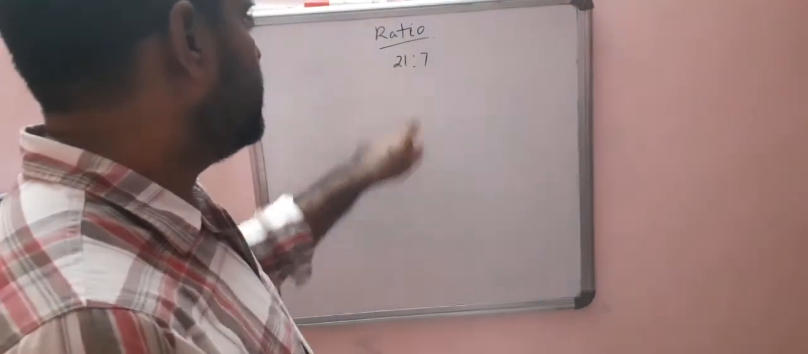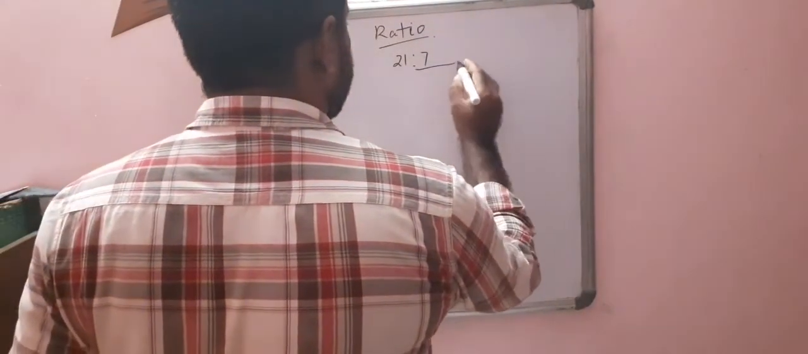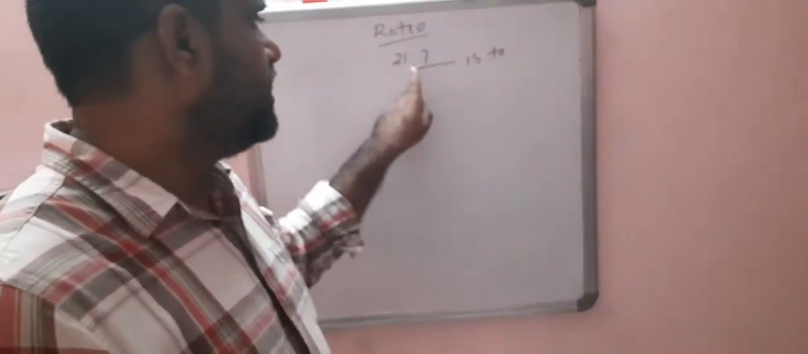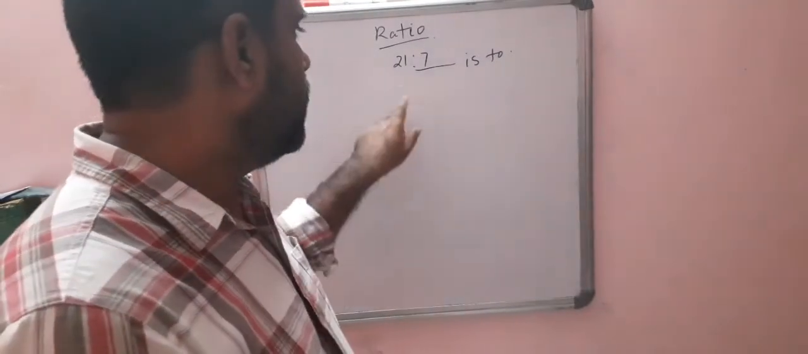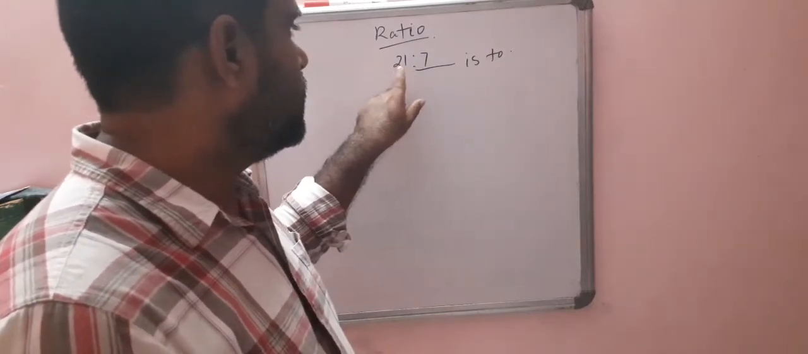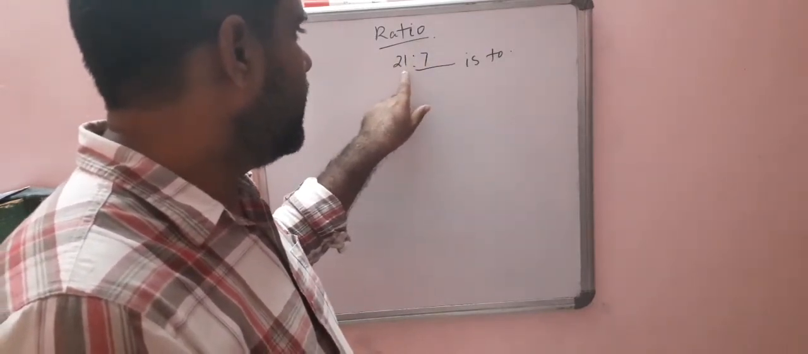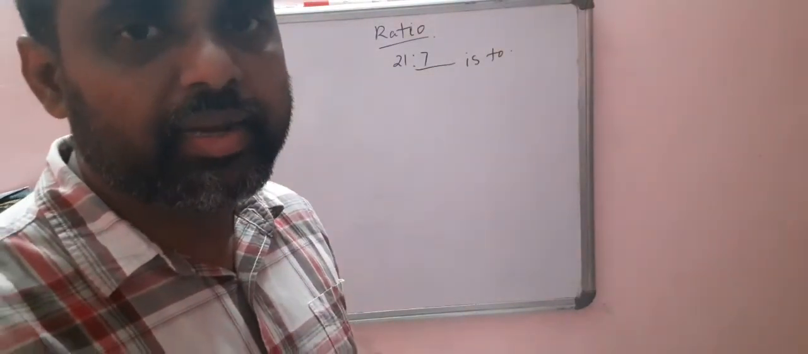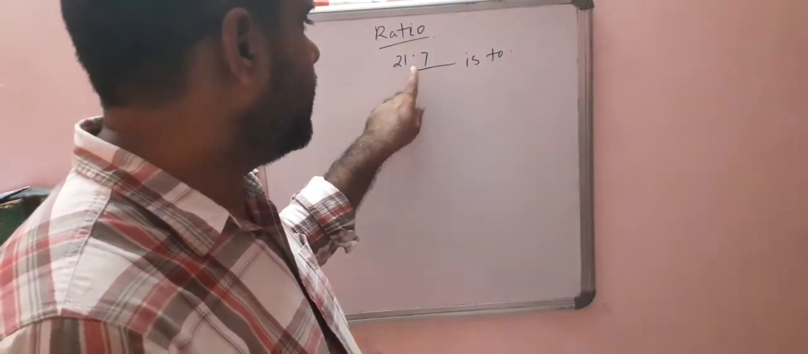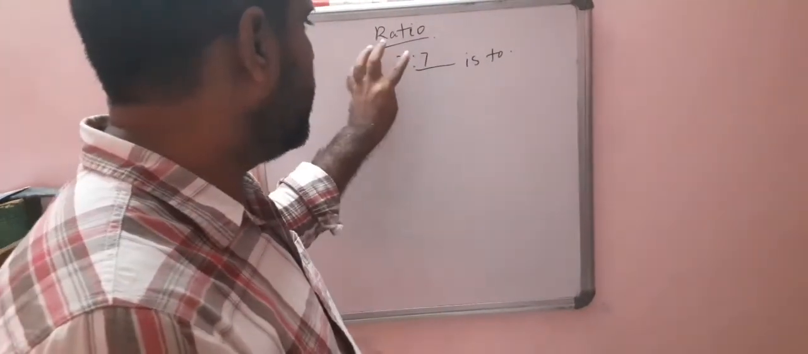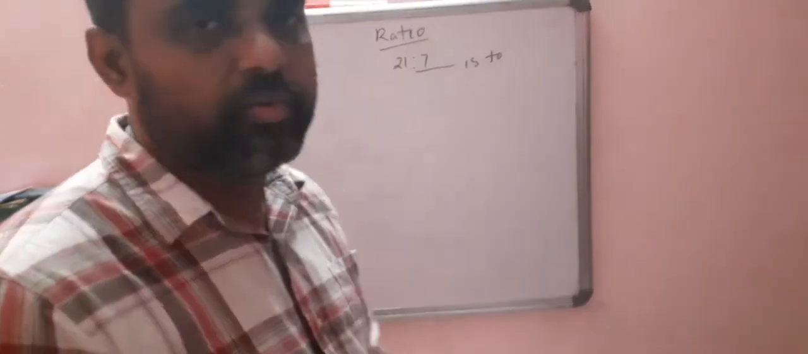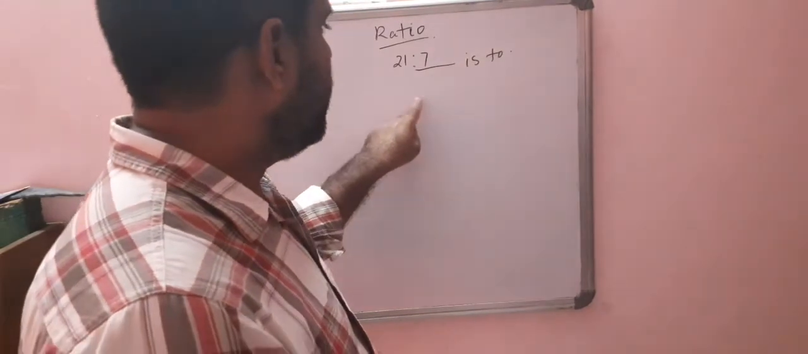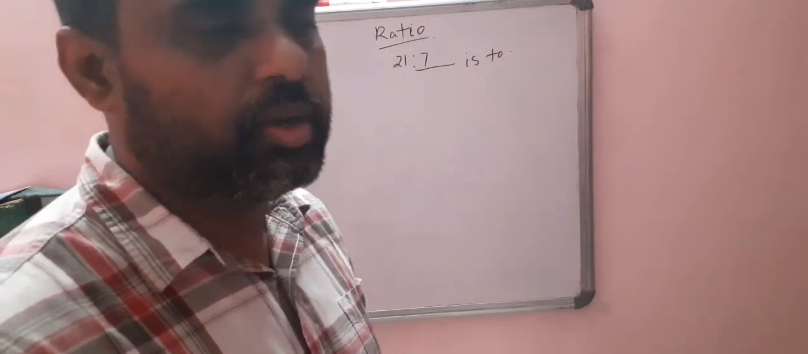And how do you call this symbol? This symbol, you call it "is to". So in total, we say 21 is to 7. That is how we mention ratio. So this is 21 is to 7. We are comparing a quantity of 21 with another quantity of 7. Okay. So what do you understand from this? That is what we are going to learn.